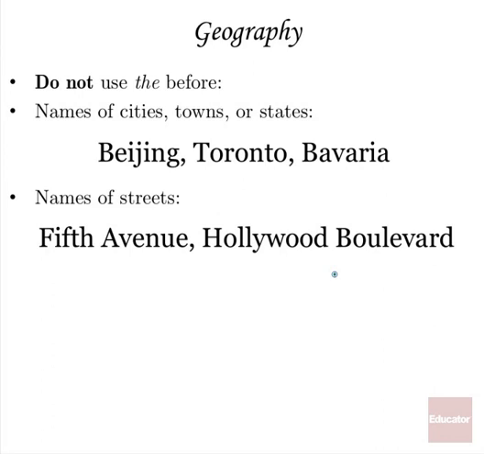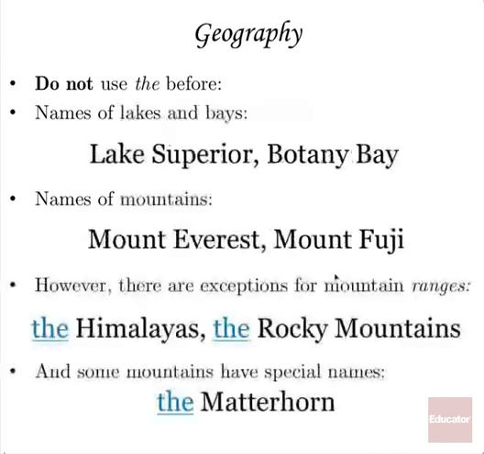You just say Beijing. You also don't use it for the names of streets: Fifth Avenue, Hollywood Boulevard. Now, occasionally, you'll find a street that has a special long name that includes the, in which case, use the. But basically, if it's not on the sign, don't use it for a street. Do not use the before names of lakes and bays.